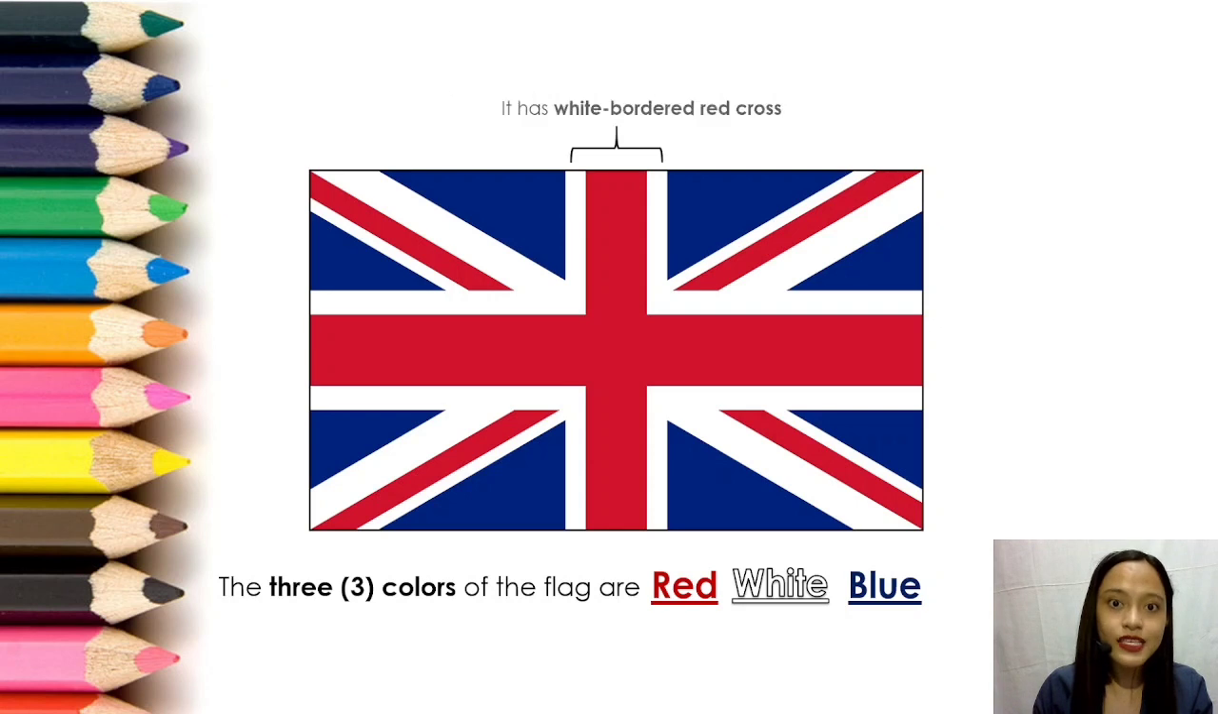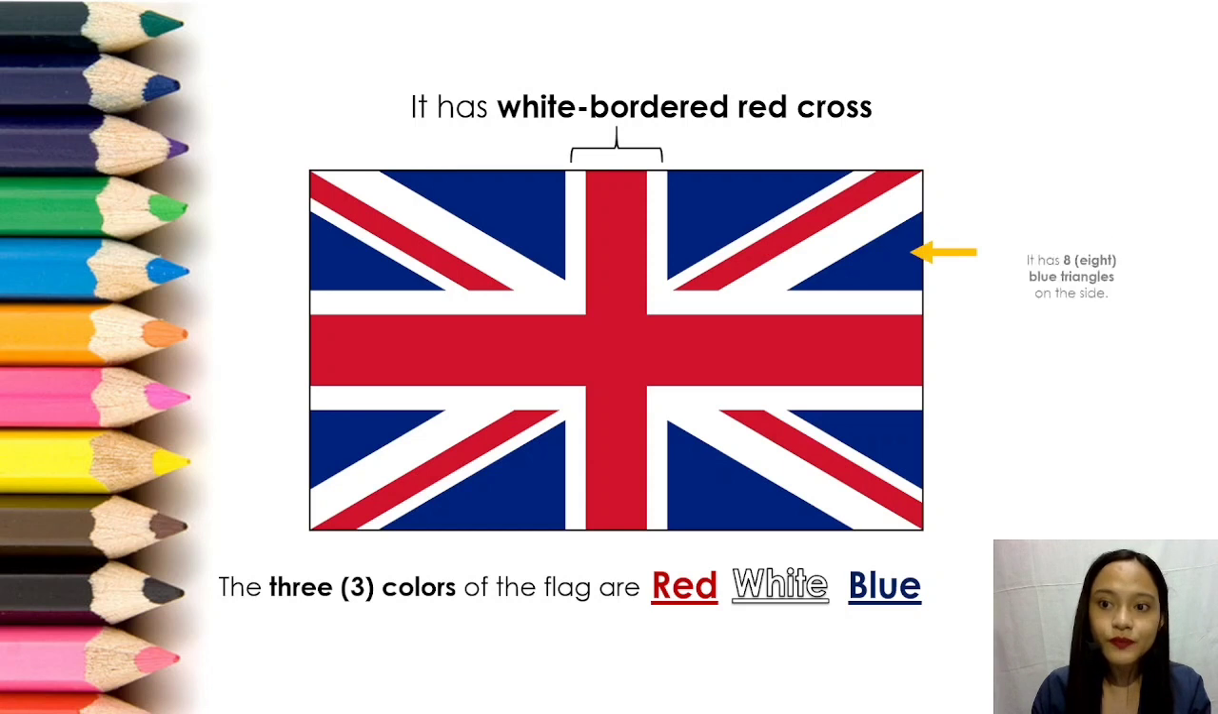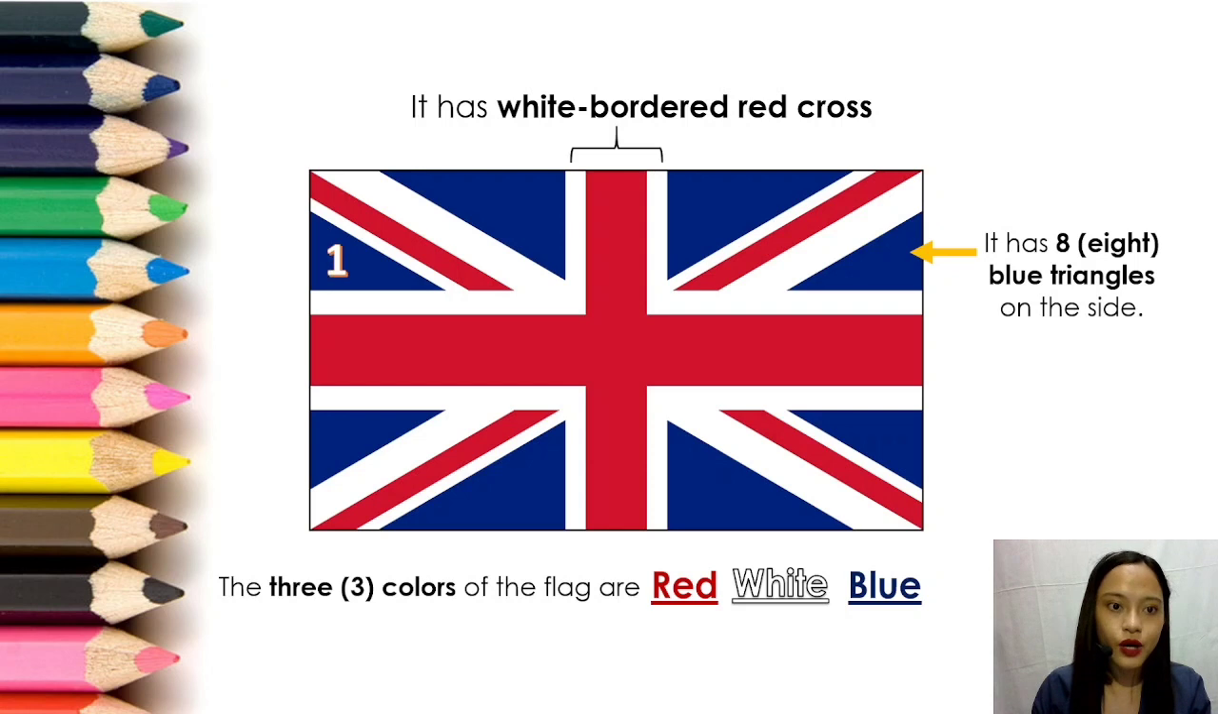It has a white bordered red cross at the center. And also, it has 8 blue triangles on the side. Let's count all the blue triangles. 1, 2, 3, 4, 5, 6, 7, 8.